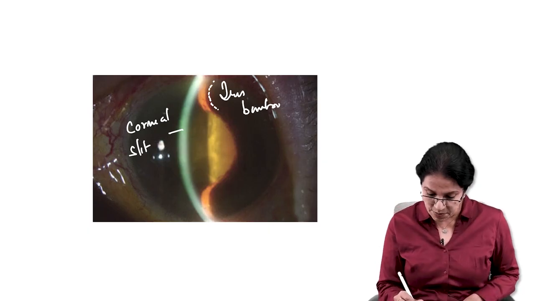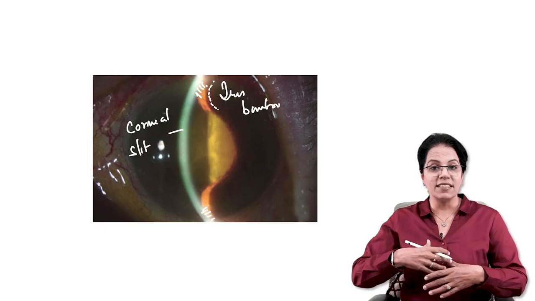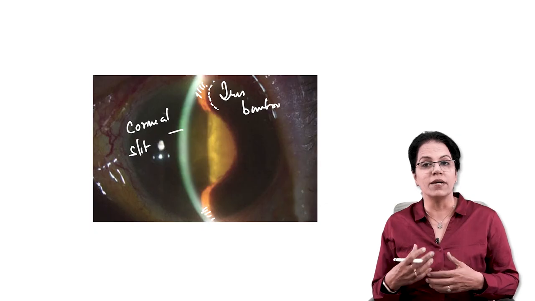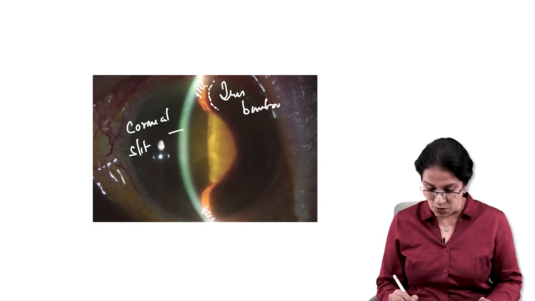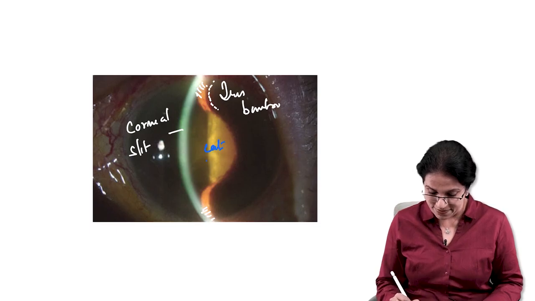See, there is hardly any space at the periphery. This is almost touching, isn't it? This is also touching. So, because of the iris bombe, there is a touch between the cornea and the iris, and later it can lead to adhesion formation. Of course, I can also see cataract here, isn't it?